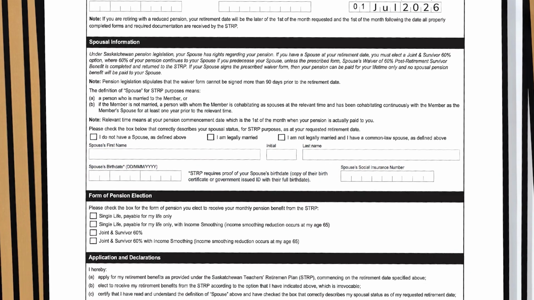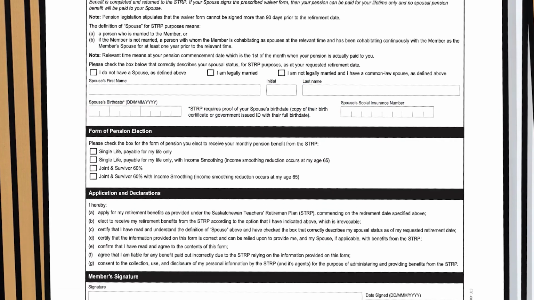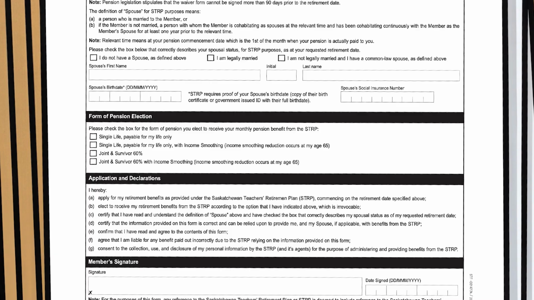Next, we have the form of pension election section. Look at your pension estimate. If you have a spouse, your pension estimate will show 4 options. If you don't have a spouse, there will be 2 options. The options are single life and single life with income smoothing, and if you have a spouse, there will also be joint and survivor with income smoothing.